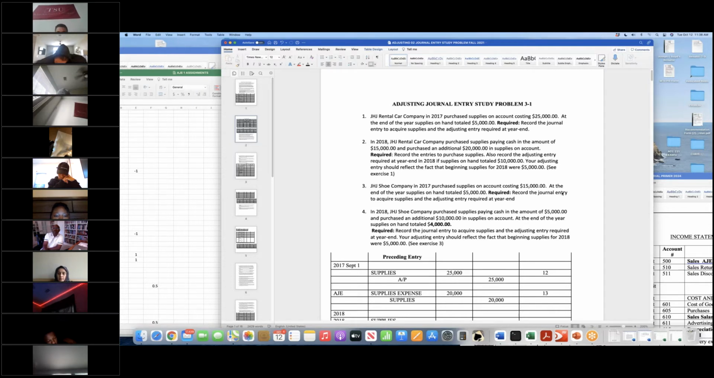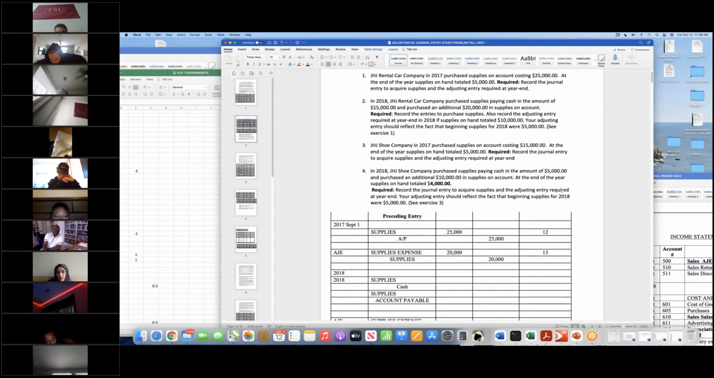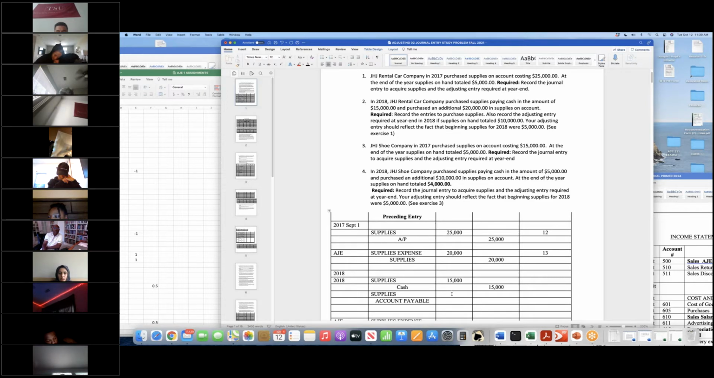So what are we going to do? I did debit supplies for $35,000. Well, let's keep it separate. We bought cash amount of what? 15,000, right? Yes, debit supplies, credit cash for 15,000. And then what did we do? And then accounts payable for 20,000.